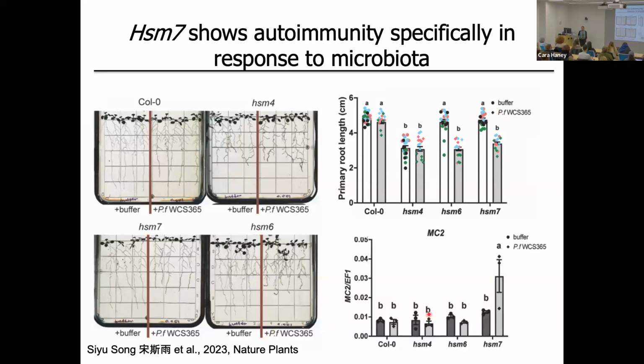And CU tested if they had elevated defense gene expression, and I'm just showing you one gene here. So this is an immunity marker gene in Arabidopsis. And you can see that HSM7 has very strong expression of this gene only in the presence of microbiota. And so we're very excited about this because this suggests that this mutant HSM7 has an immune response to microbes that wild type plants kind of ignore, right? They're not having an immune response. There's no major change in plant size, and HSM7 is having an inappropriate immune response. And so this looks like an autoimmune mutant that's specific to a beneficial microbe.